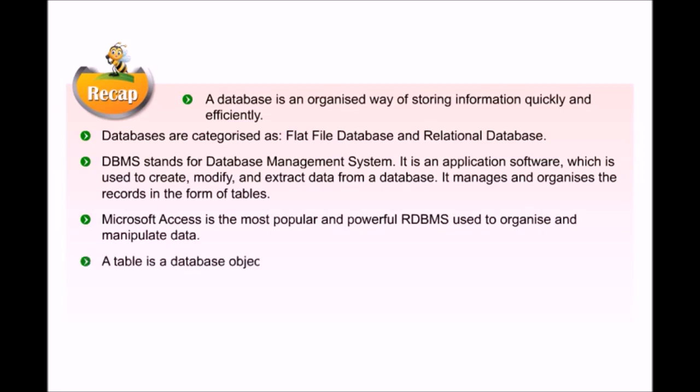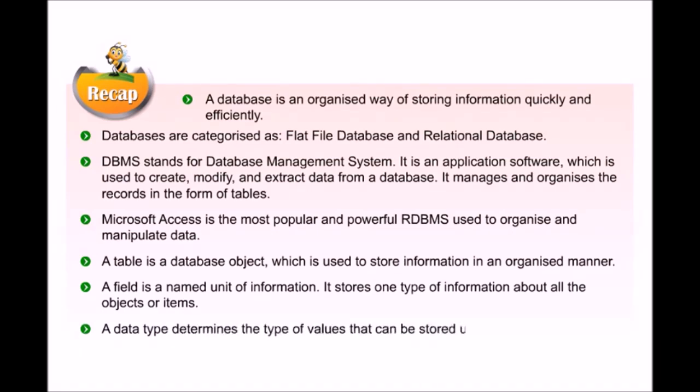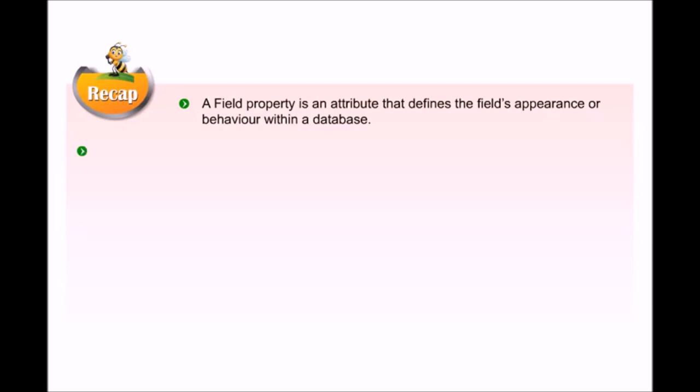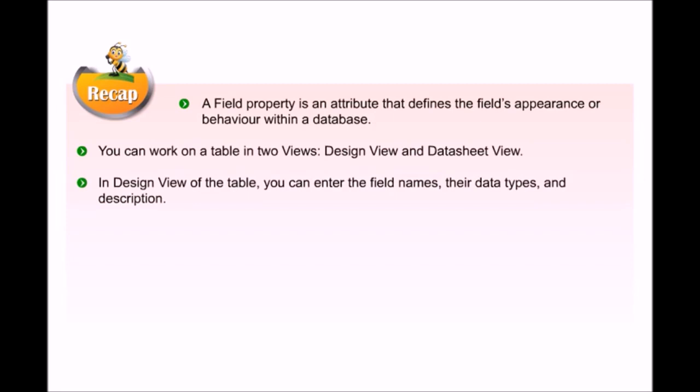A table is a database object which is used to store information in an organized manner. A field is a named unit of information. It stores one type of information about all the objects or items. A data type determines the type of values that can be stored under it. A field property is an attribute that defines the field's appearance or behavior within a database. You can work on a table in two views, Design View and Datasheet View. In Design View of a table, you can enter the field names, their data types and description. Datasheet View is used to enter data in a table.